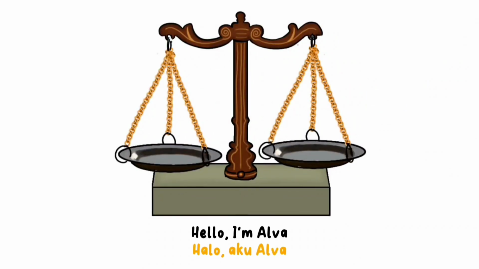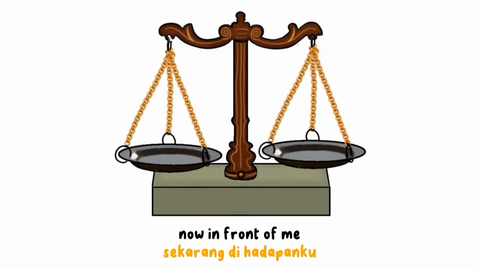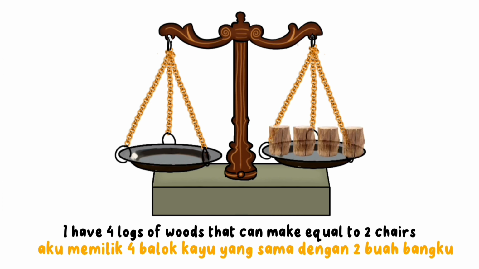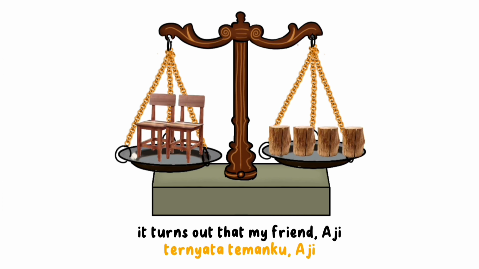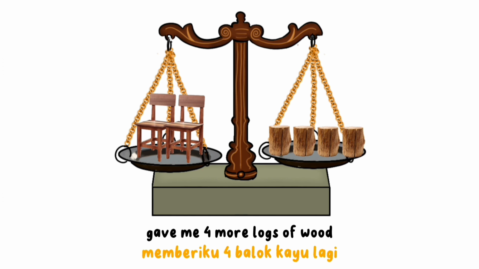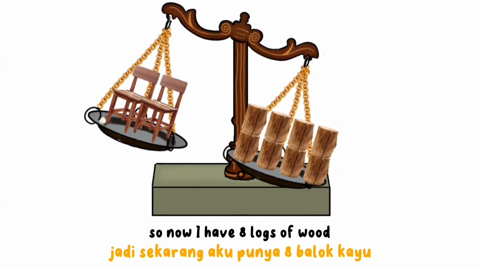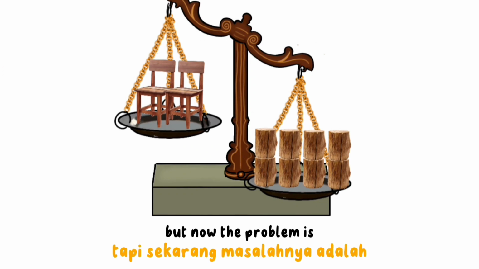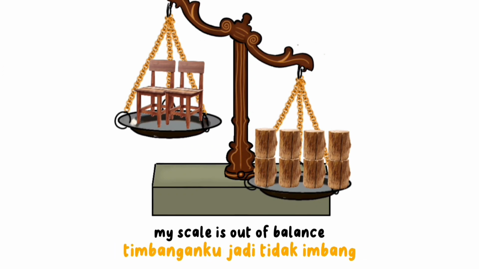Hello, I'm Alva and I'm a carpenter. Now in front of me I have 4 logs of wood that can make equal to 2 chairs. It turns out that my friend Aji gave me 4 more logs of wood, so now I have 8 logs of wood. But now the problem is my scale is out of balance.